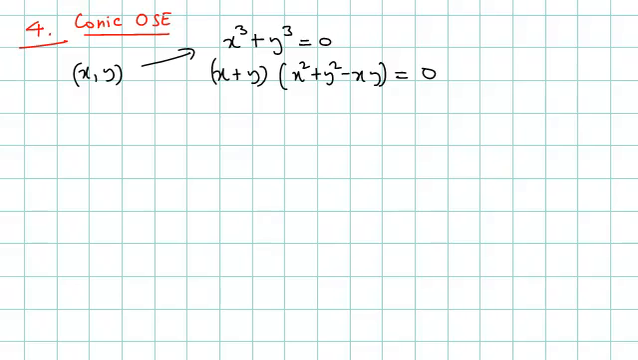Now this is conic sections objective solved example question number 4. Now this is a given curve x cube plus y cube equal to 0. We have to tell the locus of this. We need to tell what the curve represented by this equation is.